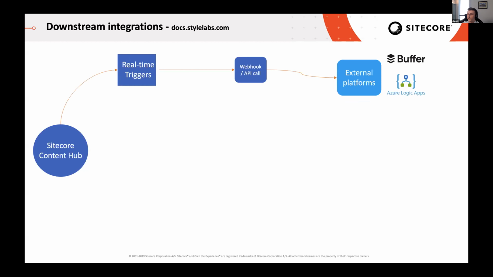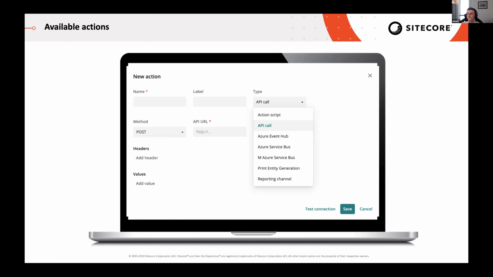So combining these two, you could create an automatic process that is posting all the approved assets that are tagged as social media, for example, to your social media platforms. In the interest of time, I'm not going to show you these, but as you can see in this screenshot, there are a few types of actions. So as I mentioned, we have action script, which allows you to run a C# script, or we have API calls, which allows you to make various API calls. So you have post, get, and so on. And also some actions for communicating with Azure services such as Event Hub or Service Bus.